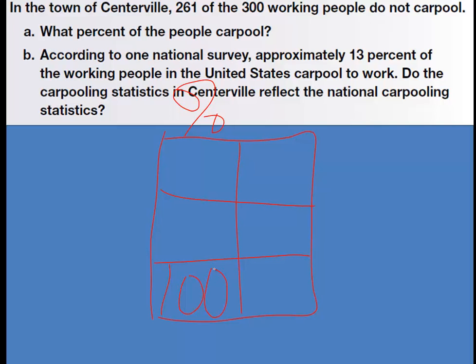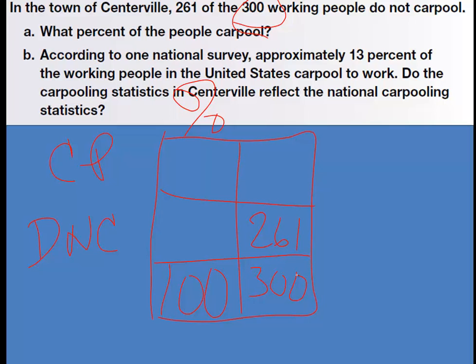We already know that. Okay, so in town of Centerville, 261 of the 300 people working did not carpool. So we got did not carpool, and then we got the ones that did carpool. All right, so 261 did not carpool, and they had 300 people total. So we put that down here in the total with the 300.